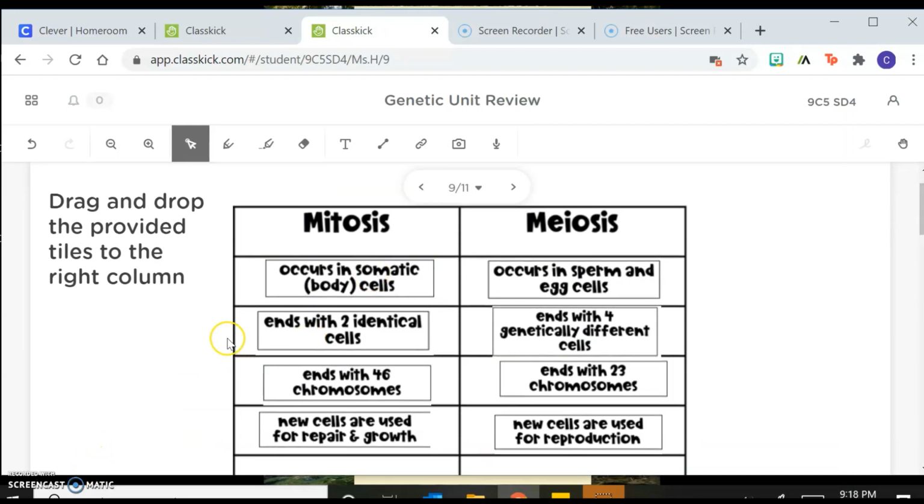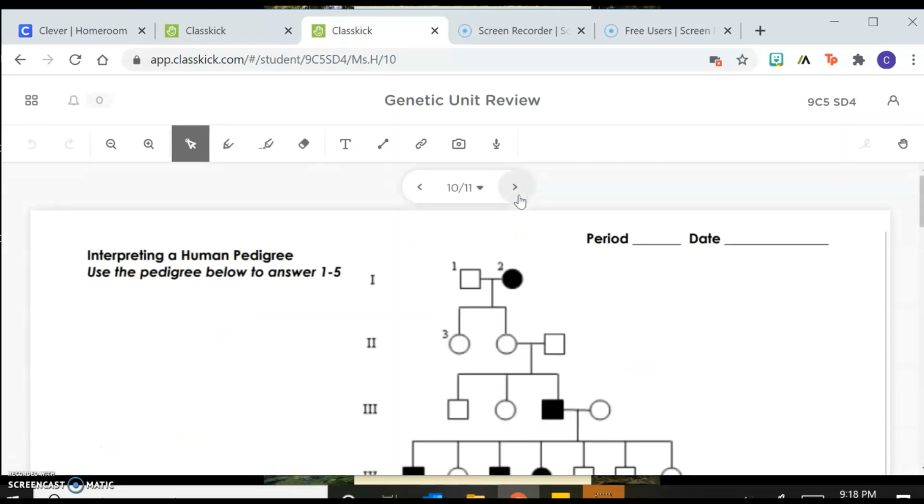So 6, 7, go ahead and come back. We're going to switch now. So we're going to give 6, 7 a second to notice that we are back.